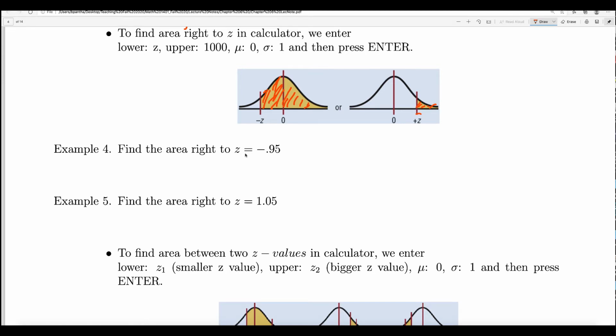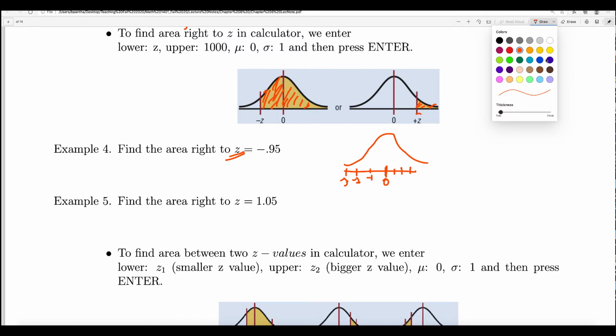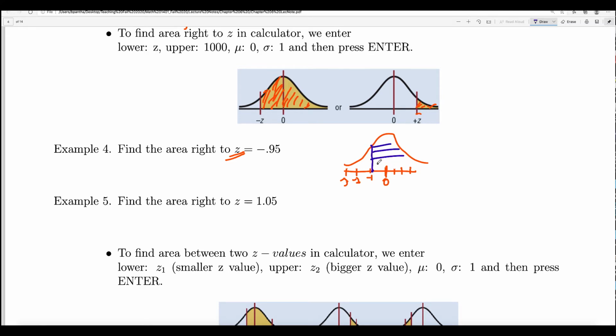Find the area right of g equals negative 0.95. This is the standard normal curve with mean 0, because we are talking about g, that's why the mean is 0. To the right of negative 0.95 are negative 0.1, negative 1, negative 2, negative 3, and then positive 1, positive 2, positive 3, but it says right of negative 0.95. So negative 0.95 will be somewhere here, close to negative 1, and you want to find all the area right of that.